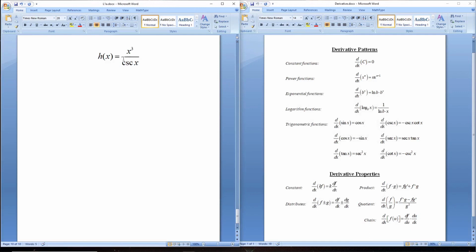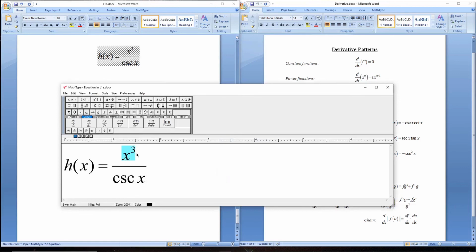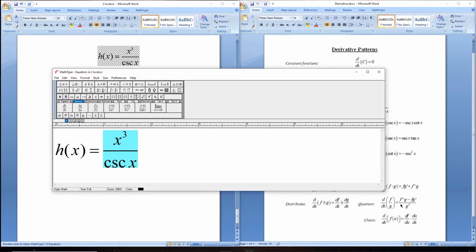So what are we going to do now? Imagine this is a homework problem or a test problem. You're going to look at this. What do you want to identify? What should happen in your brain is you should recognize the numerator is a power function. The denominator is a trig function. There's division of a function by a function, which means we need the quotient rule. All three of those things you should identify.